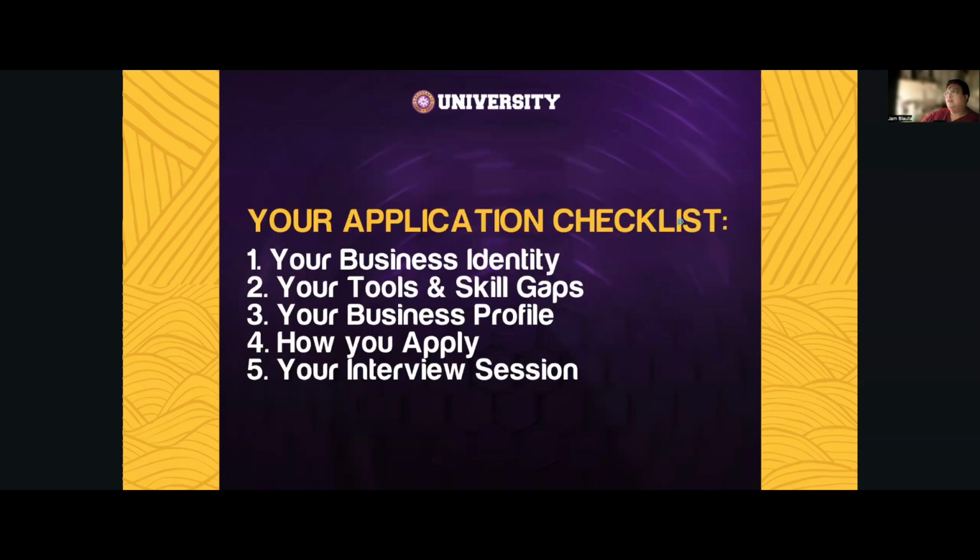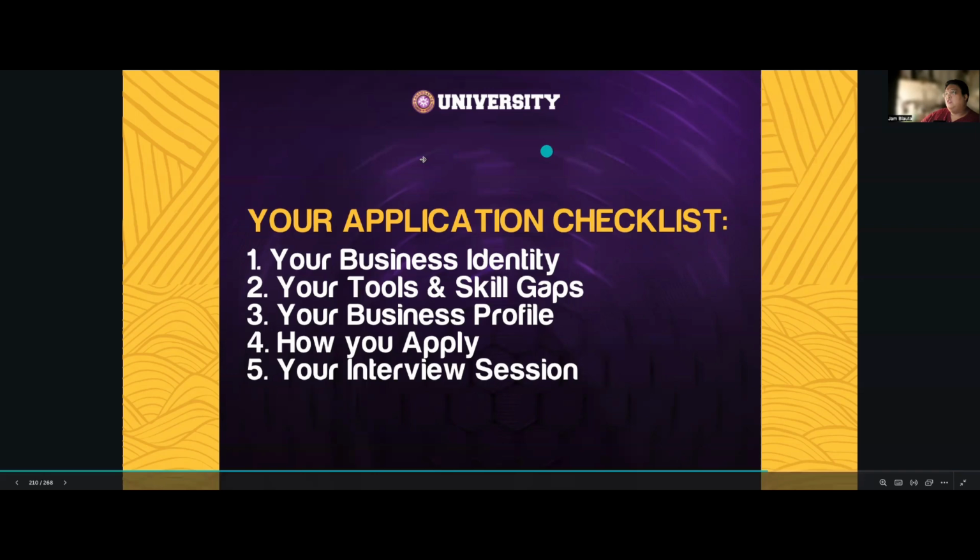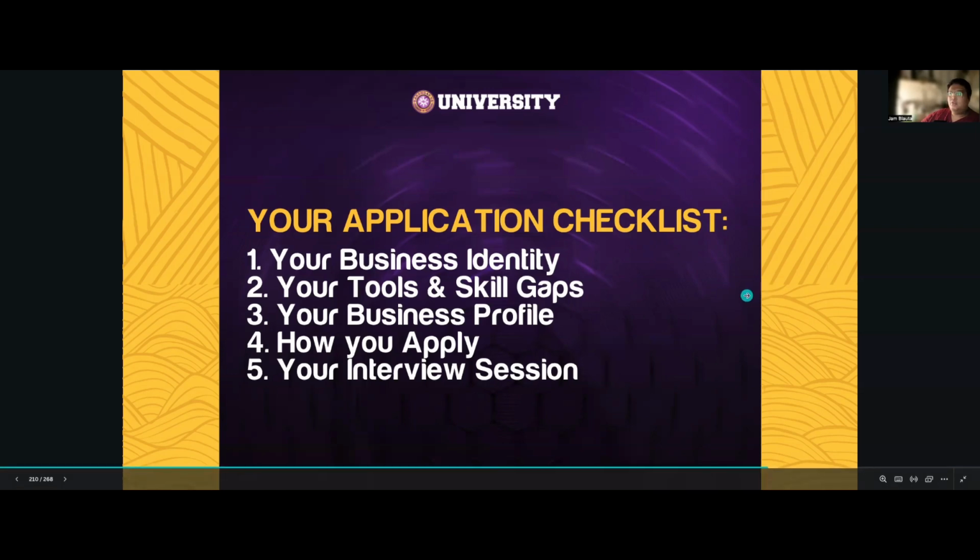So just, your application checklist, the 5 things that you should remember when you're applying to a VA agency. You have to have your business identity solid already. Your tools and skill gaps on point, complete. Your business profile is impactful. Watch how you apply. The approach should be a lot better already. And you should nail that interview session. Once you follow all these 5 tips, then you're okay.